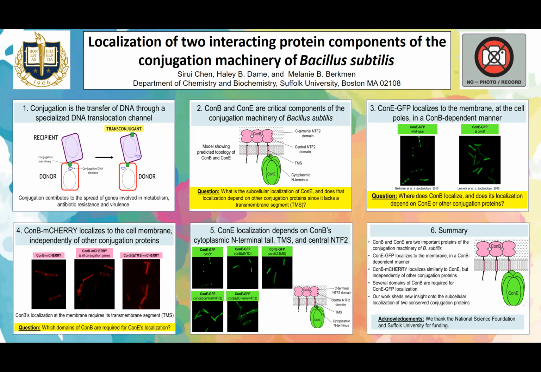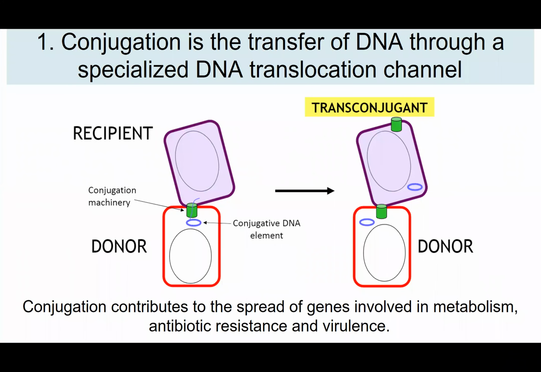Today, I'm going to talk to you about our project on the localization of two interacting proteins, components of the conjugation machinery of Bacillus subtilis. In our lab, we study bacterial conjugation, which is a process that involves transferring DNA from a donor cell to a recipient cell through a translocation channel. We call those translocation channels the conjugation machinery. In the real world, conjugation is relevant since it can spread genes involving virulence, metabolism, and most importantly, antibiotic resistance.